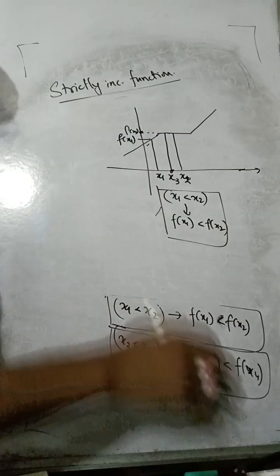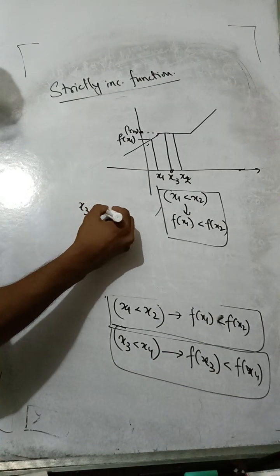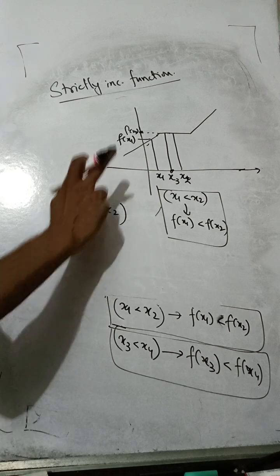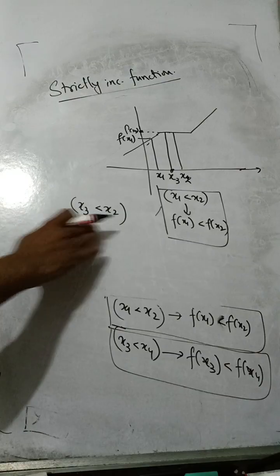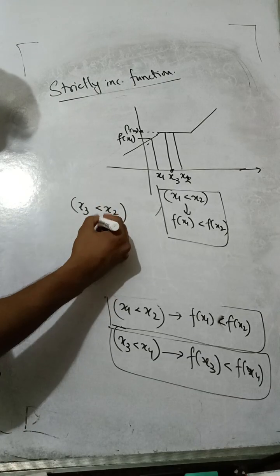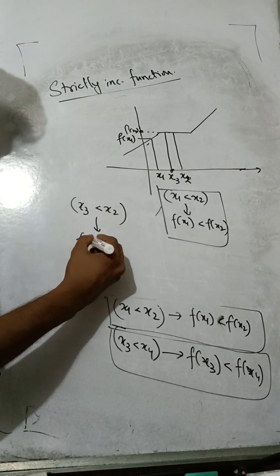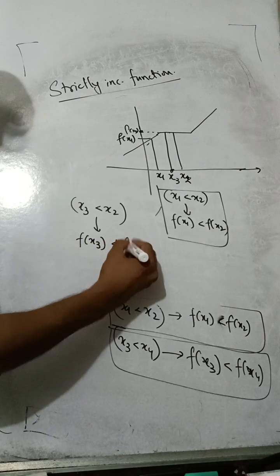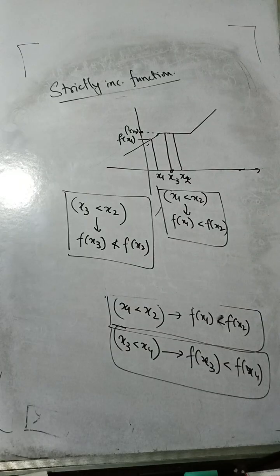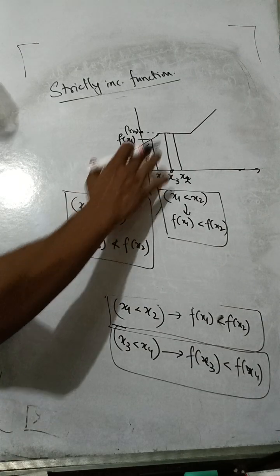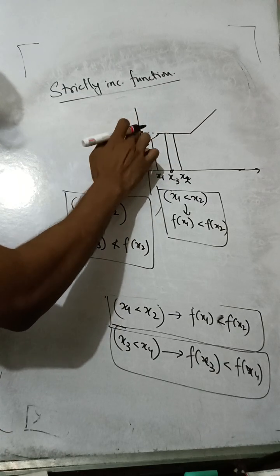Look at one thing. x3 is less than x2, right? x3 is less than x2. Why? Because x3 is on the left hand side of x2. So x3 is less than x2. But f(x3) is not less than f(x2) here. It is not. It is becoming equal. So f(x3) and f(x2) are equal here.